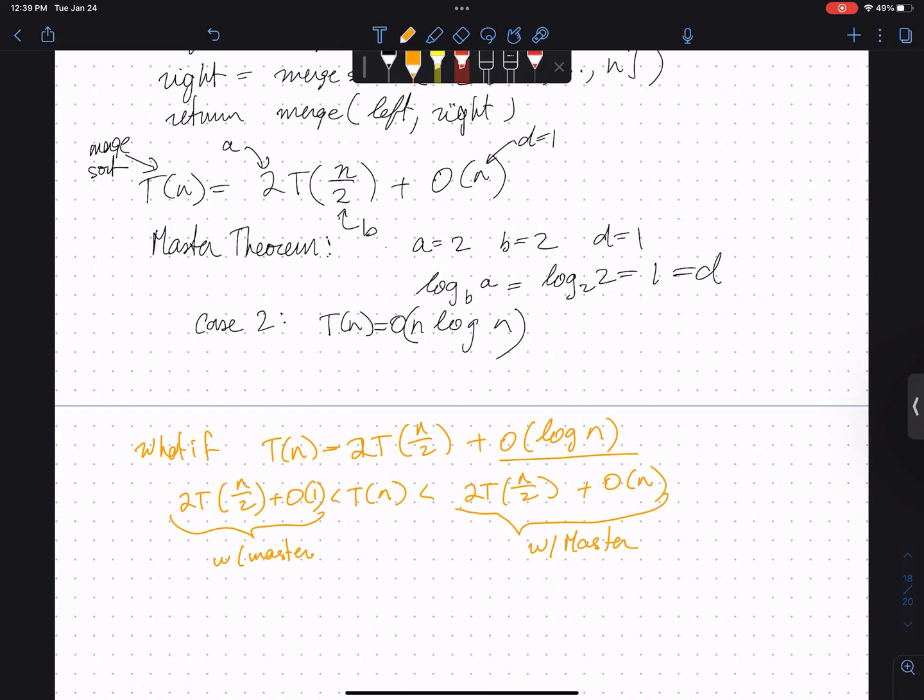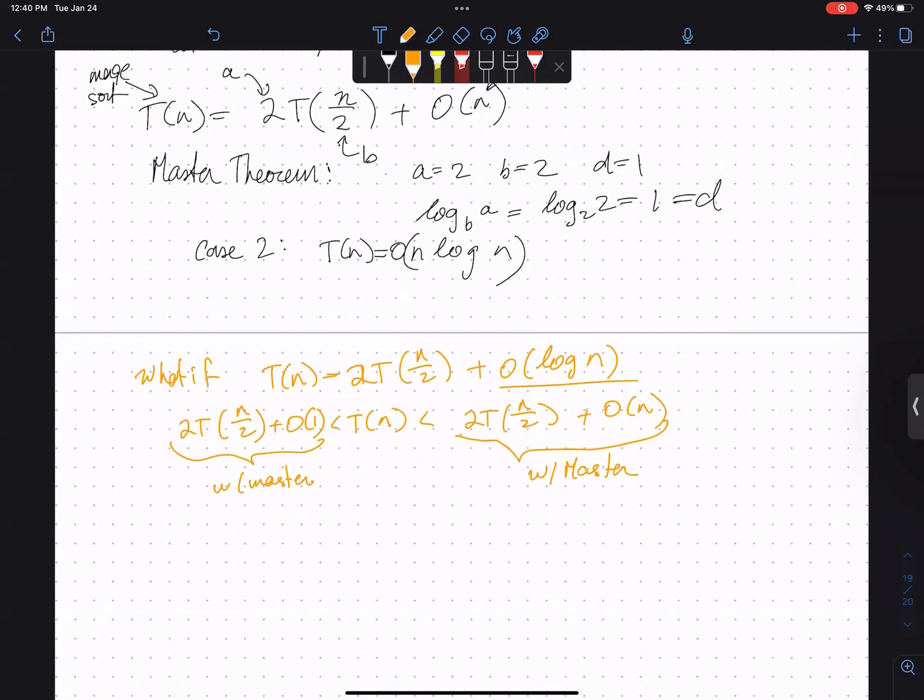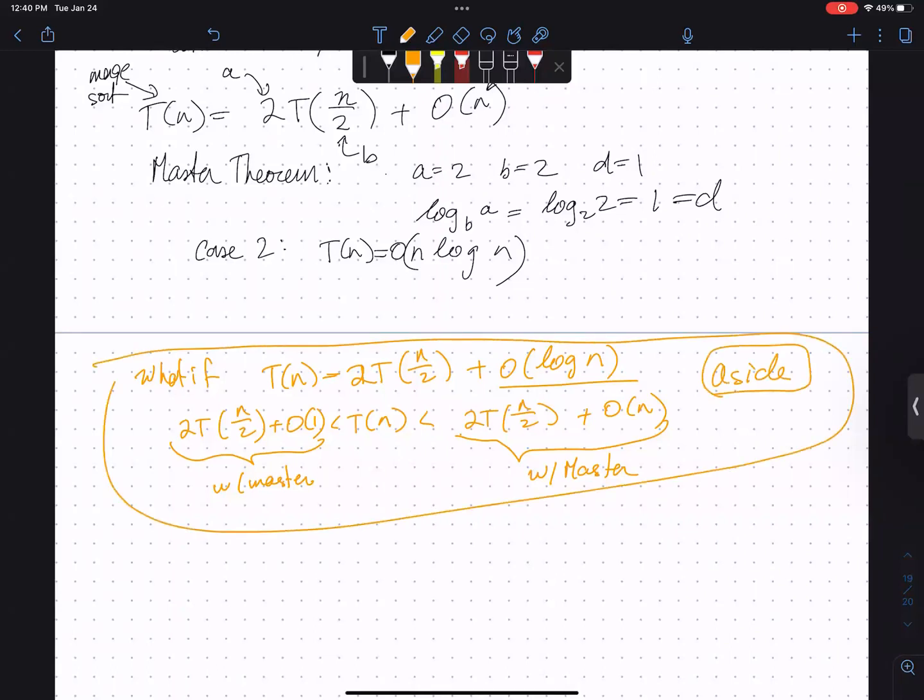Now, if they both give n log n, great. That means you have a solution, but there may be a gap. In that case, you still don't have an exact answer. This is just an aside, not part of the regular lectures.